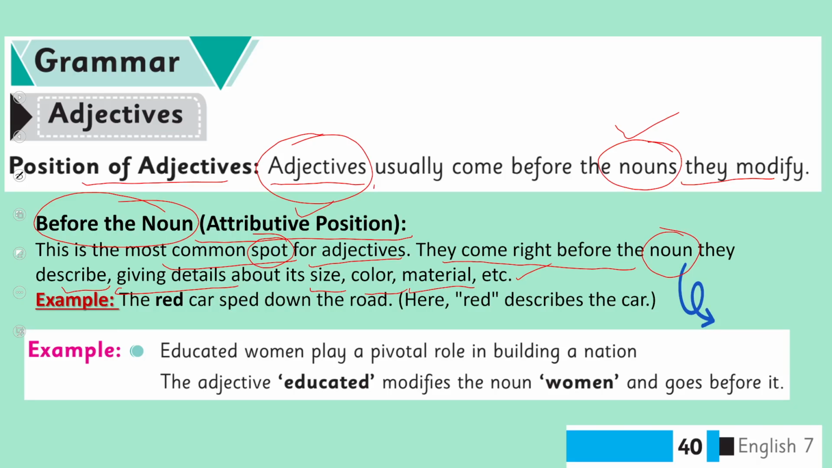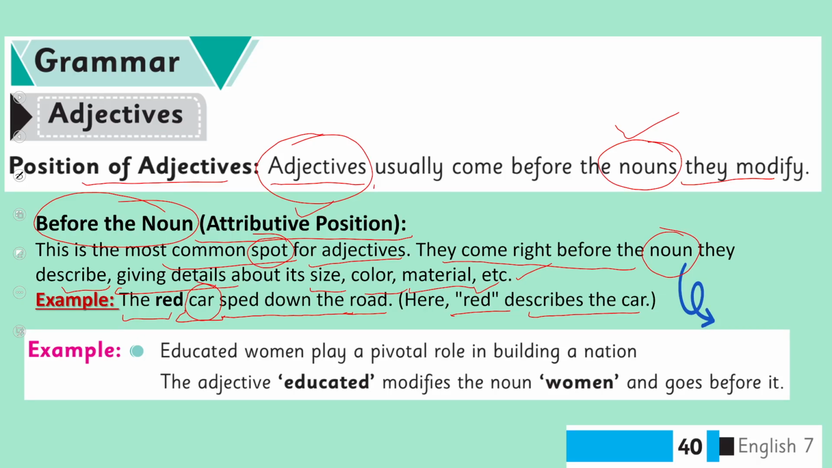Now, let's look at this example. The red car sped down the road. Can you spot our noun over here? Yes, our noun is car. Now, red is describing the car. Red is a color, so all the colors are also your adjectives.